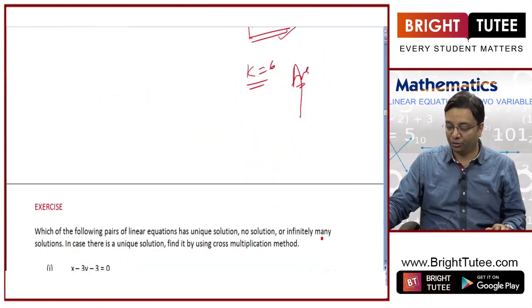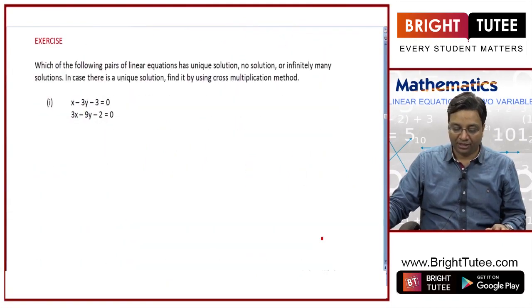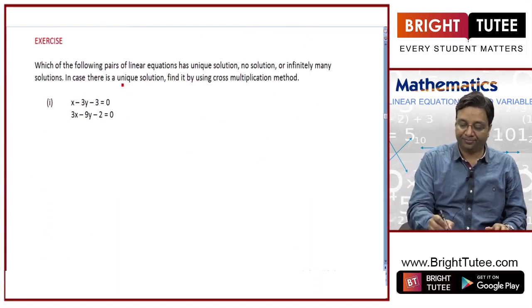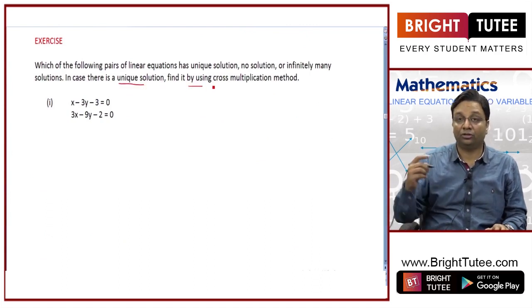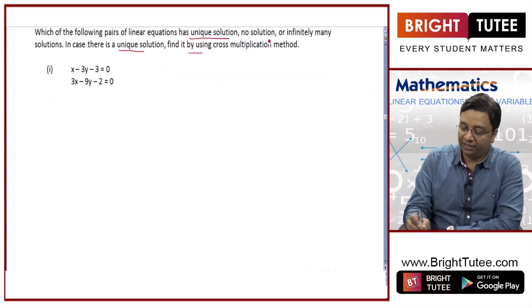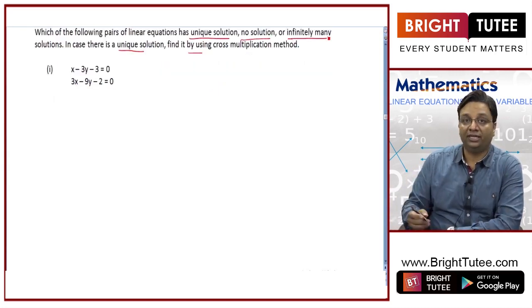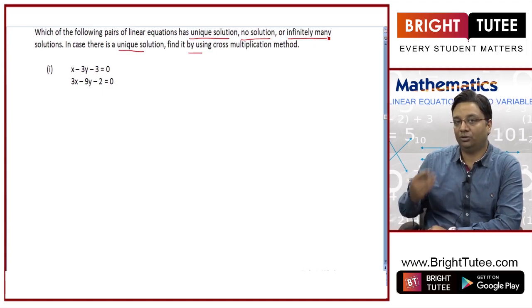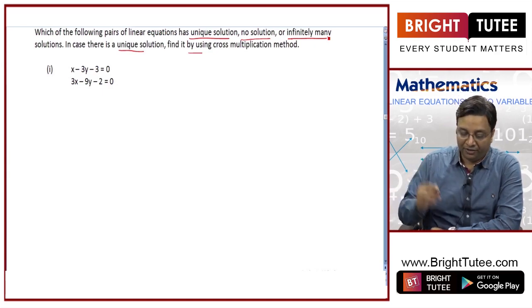So let us do some more questions from this exercise here. Which of the following pairs of linear equations has unique solution, no solution, or infinitely many solutions? In case there is unique solution, find it by cross multiplication method. So the first part we have already done in previous exercises, how to find whether it has got a unique solution, no solution, or infinite solutions.